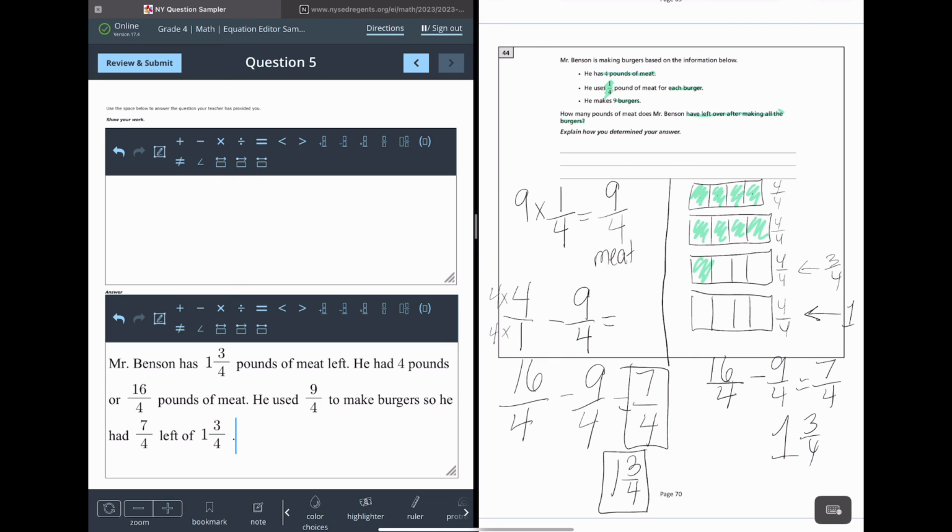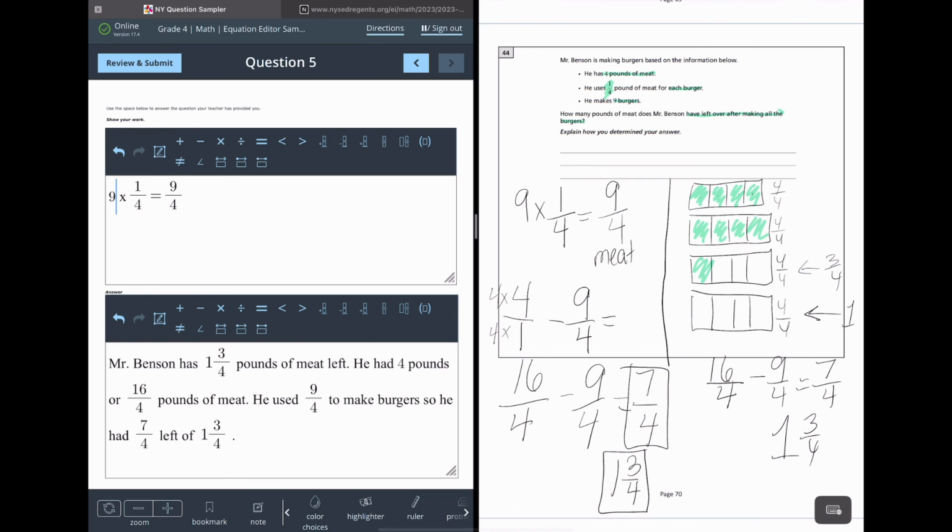So there's my explanation, but now I have to figure out how I'm going to show my work. How would I show it? So for the first one, this is pretty easy, where I can just type this and then type, this is my second sentence, my third sentence, and my fourth sentence. So I could do that. This one is a lot easier to type. Okay, so I would just have to do 9 times 1/4 is equal to 9 fourths. So I can do that.